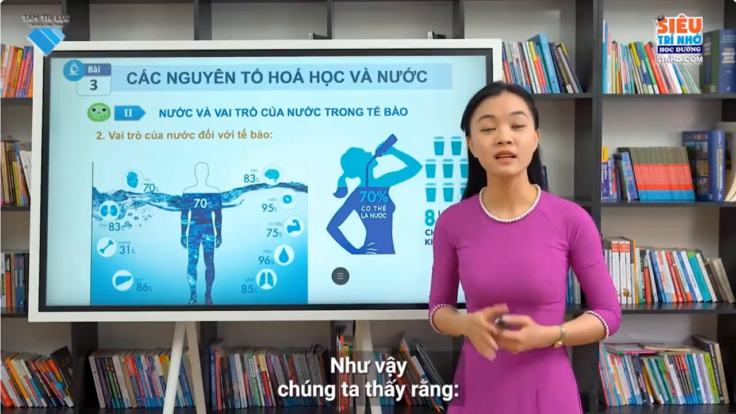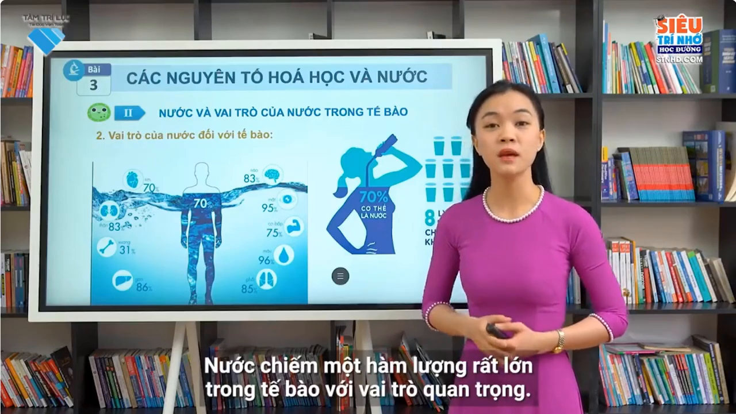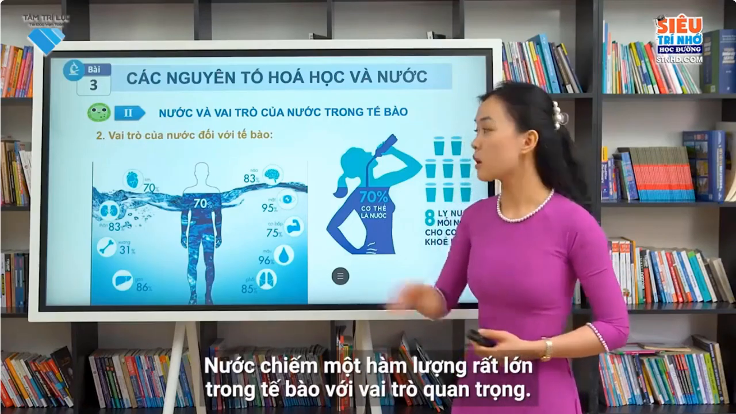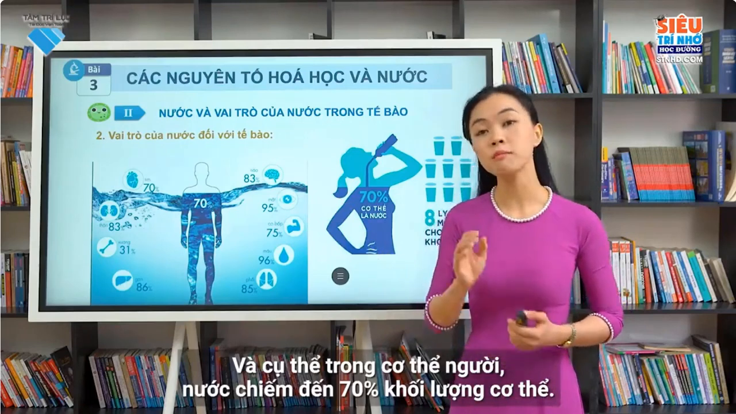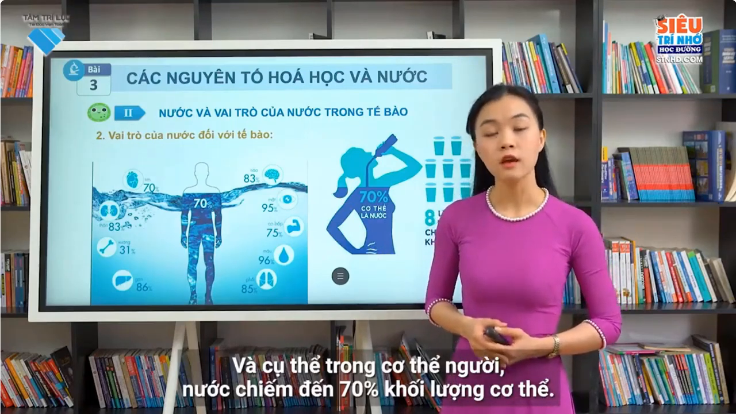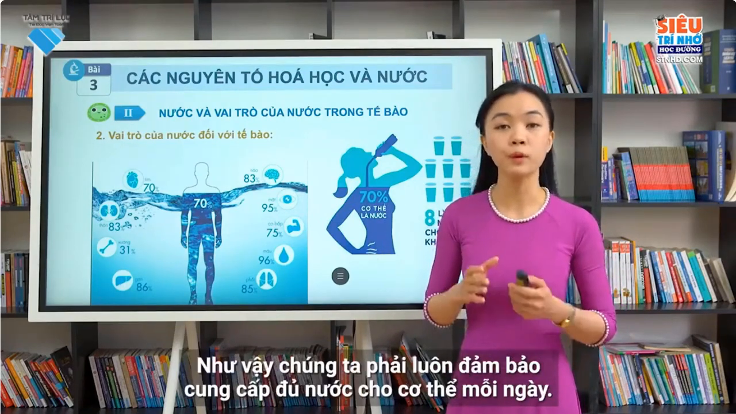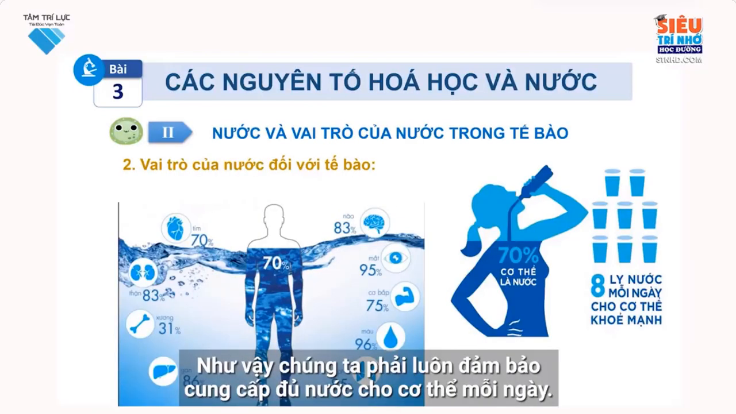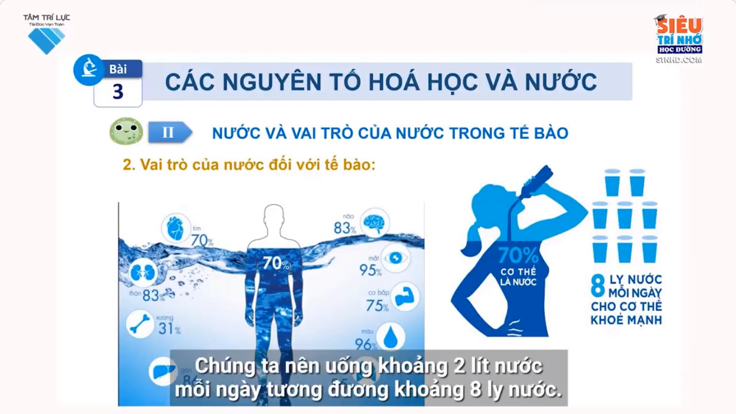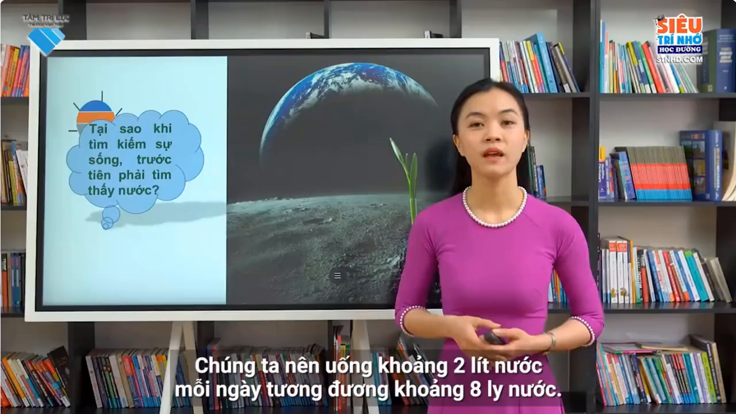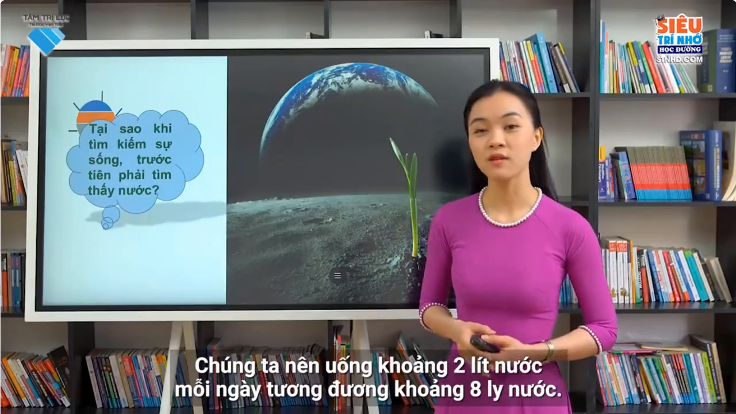All in all, we can see that water occupies a very large content in the cell with an important role, and specifically in the human body, water makes up 70% of the body mass. Therefore, always make sure to provide enough water for the body every day. We should drink about 2 liters of water per day, equivalent to about 8 glasses of water.